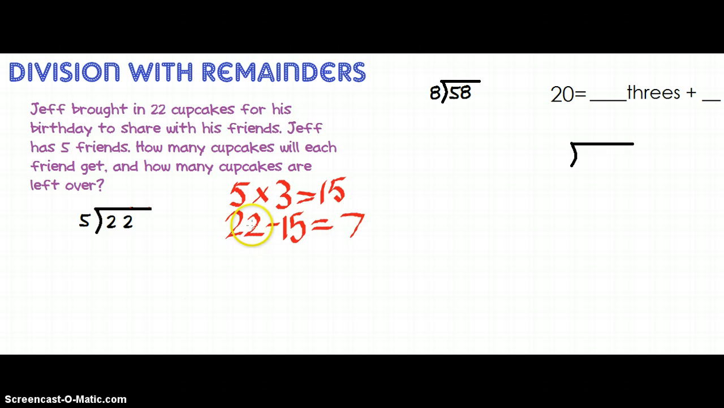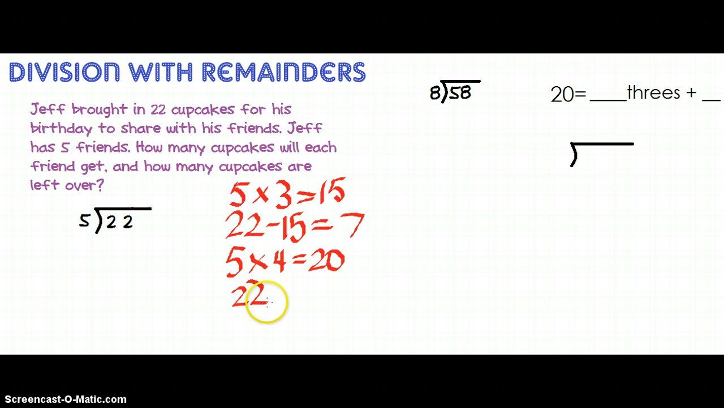I had 22 total cupcakes. I've given out 15 to Jeff's friends. 22 minus 15 is 7. Now, I have 7 cupcakes left and 5 friends. Do I have enough to give each friend another cupcake? And the answer is yes, I do. 7's bigger than 5. So this time I'm going to work it out. I'm going to say 5 times 4 equals 20. Now, I still have to check my work like I did before.